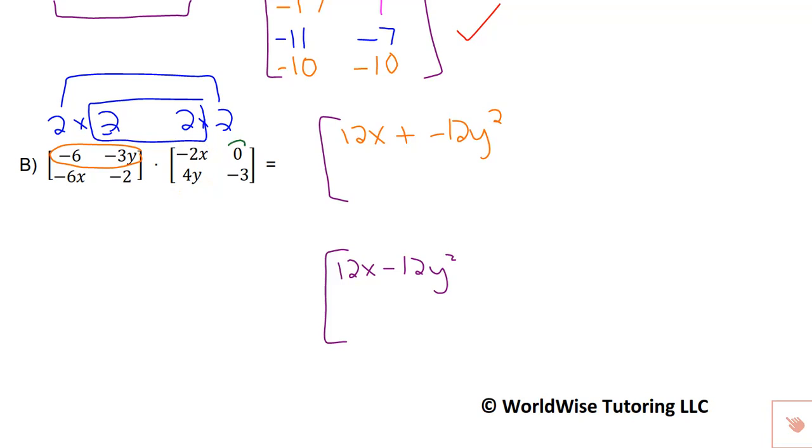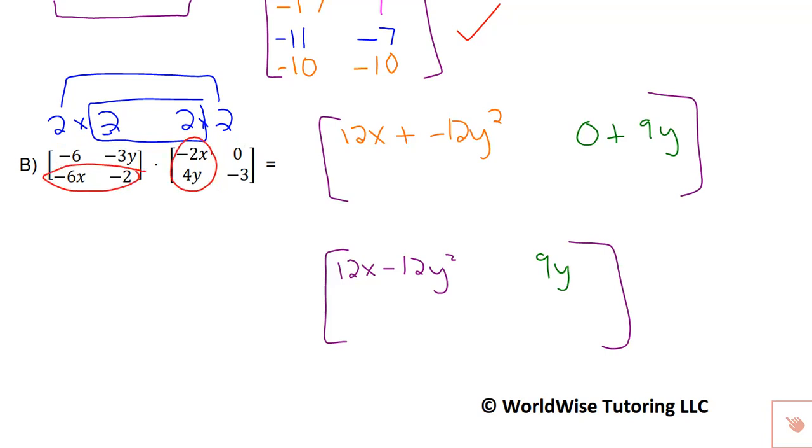Now I'm going to do this with the second column. Negative 6 times 0 plus negative 3y times negative 3. Simplifying that by getting rid of the 0. Now that I'm done with the first row, we'll repeat the process, but with the second row. Negative 6x times negative 2x plus negative 2 times 4y. I'll go ahead and bring that down here.